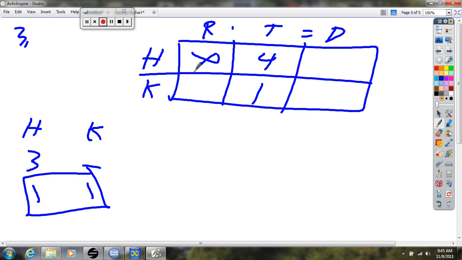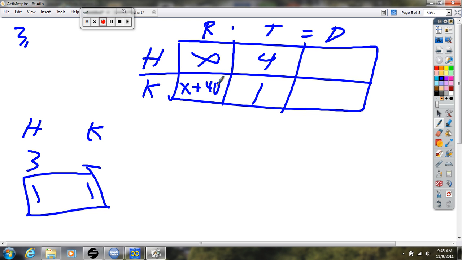So how fast is Crystal going? She's going the same speed as Heather, right? And she's going 40 more than Heather, right? So we have to take Heather's speed and add 40 to it. And that's our setup. This is how we set them up. Okay, what goes here?